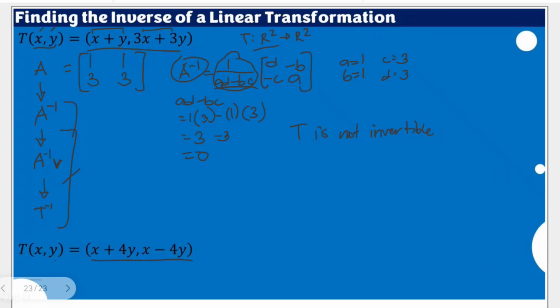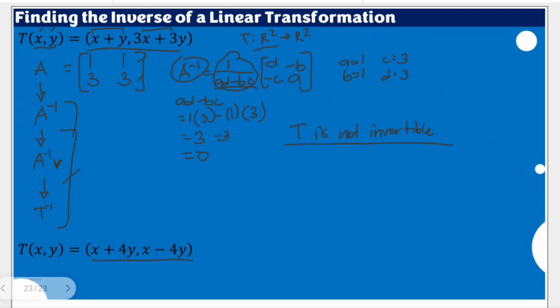Just like what the analysis mentioned earlier, we have here rows which are multiples of the other. Hence, one row would be zeros. And if we have a zero row, then the determinant is 0. Hence, the matrix is non-invertible. Same here, T is not invertible.